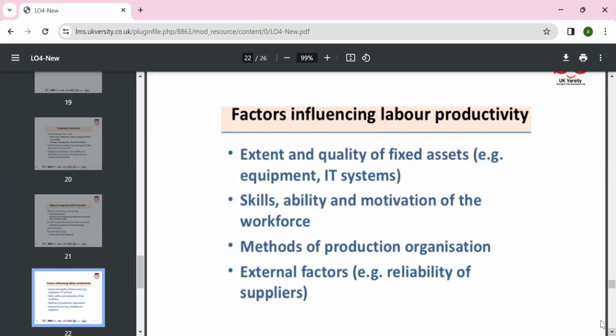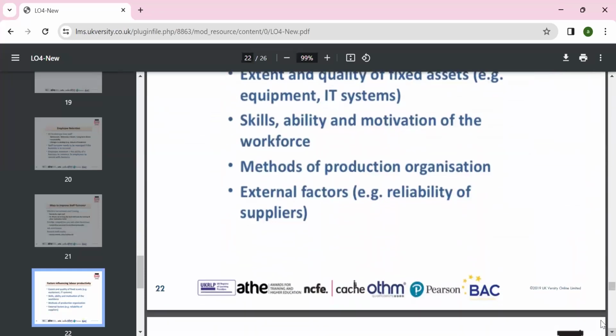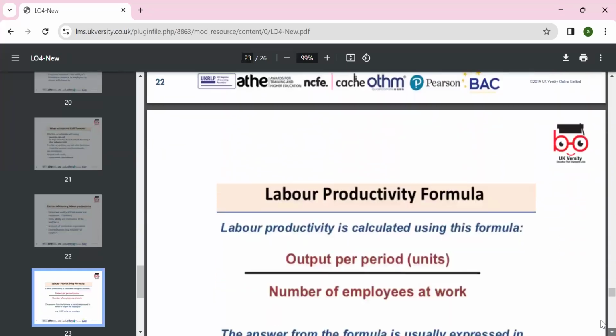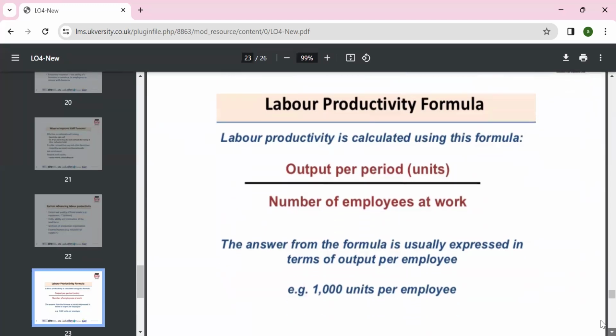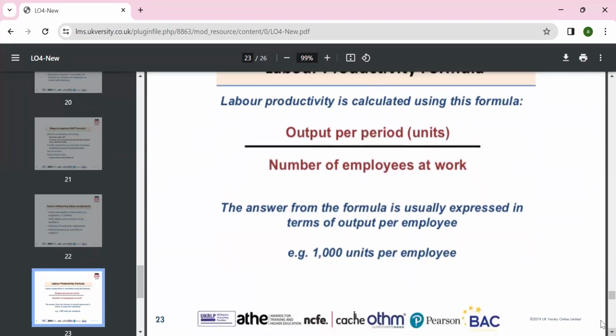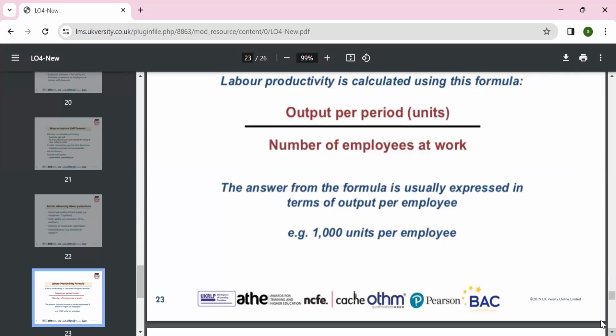quality, fixed assets, equipment and IT. We can look at skills, ability and motivation, method of production, and external factors such as reliability of supply. We can look at the labor productivity formula. We can use the output per period, how many units, divided by the number of employees working, per week or per hour. So what we can generate per person. That's quite good to measure.